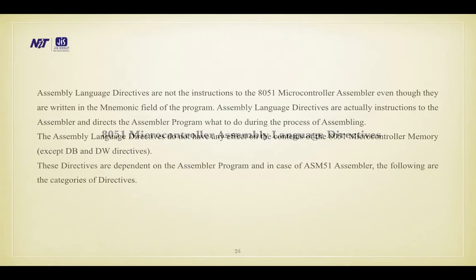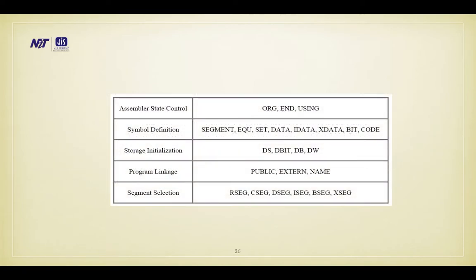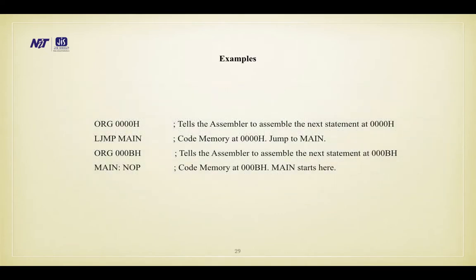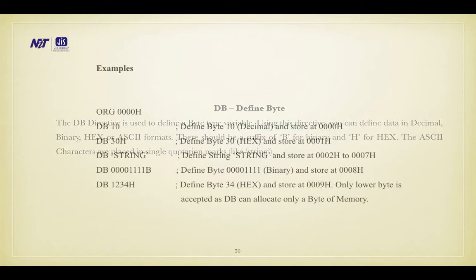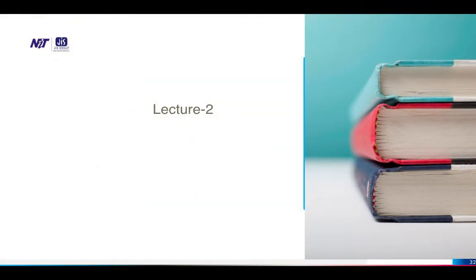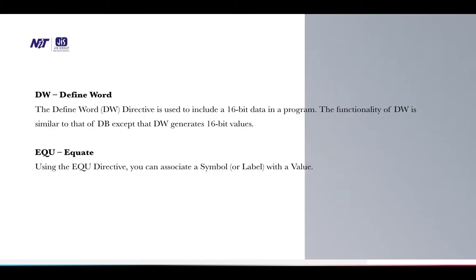Assembly language directives. So it is today's session, lecture 2. DW, define word. The define word DW directive is used to include 16-bit data in a program. The functionality of DW is similar to that of DB, except that DW generates 16-bit values.